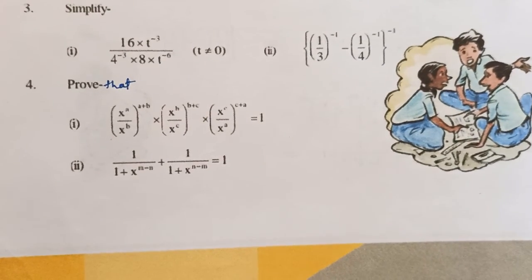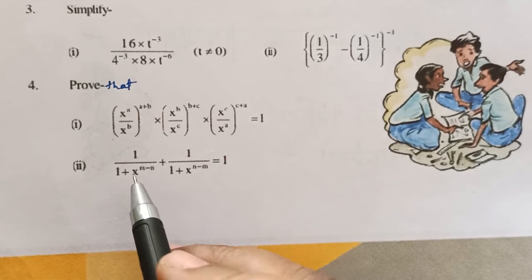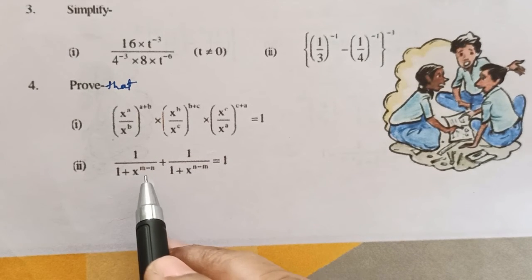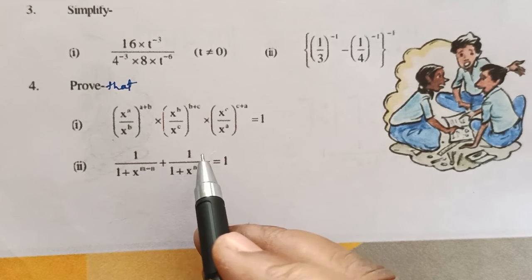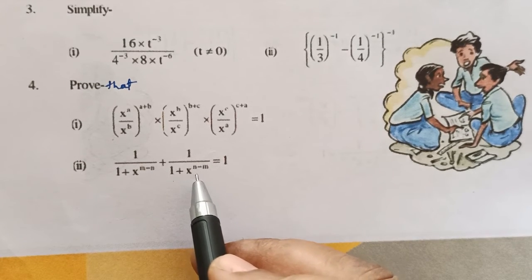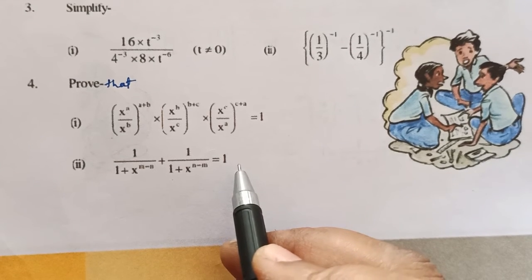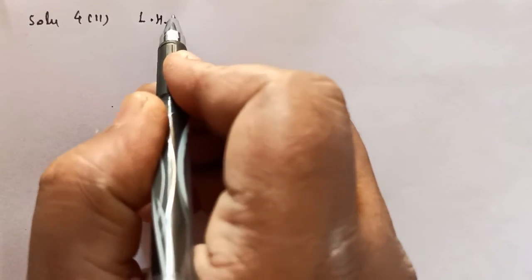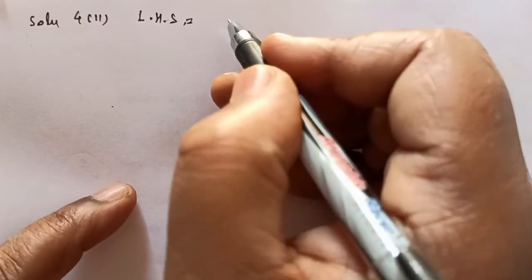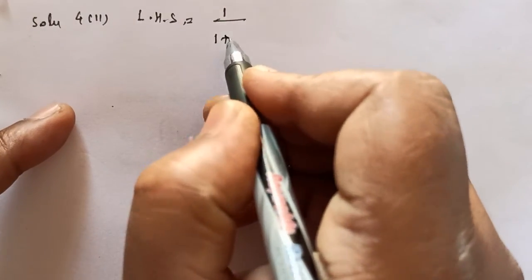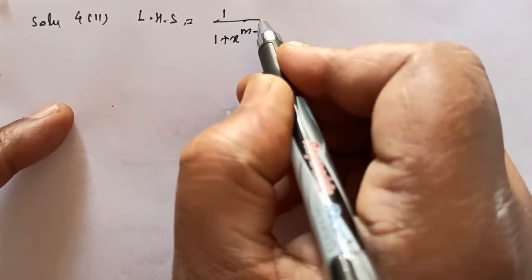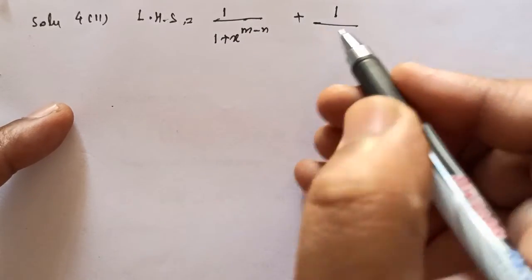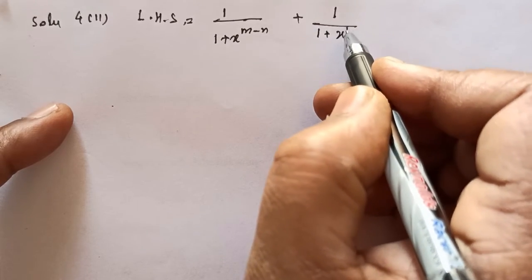Question number 4. Prove that 1 upon 1 plus x to the power m minus n plus 1 upon 1 plus x to the power n minus m is equal to 1. Solution 4. Left hand side equal to 1 upon 1 plus x to the power m minus n plus 1 upon 1 plus x to the power n minus m.